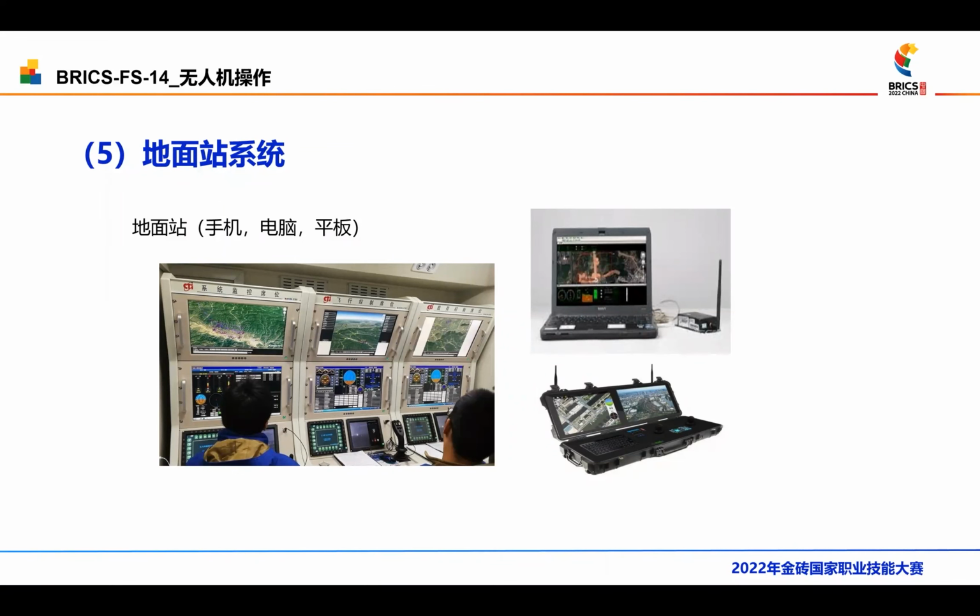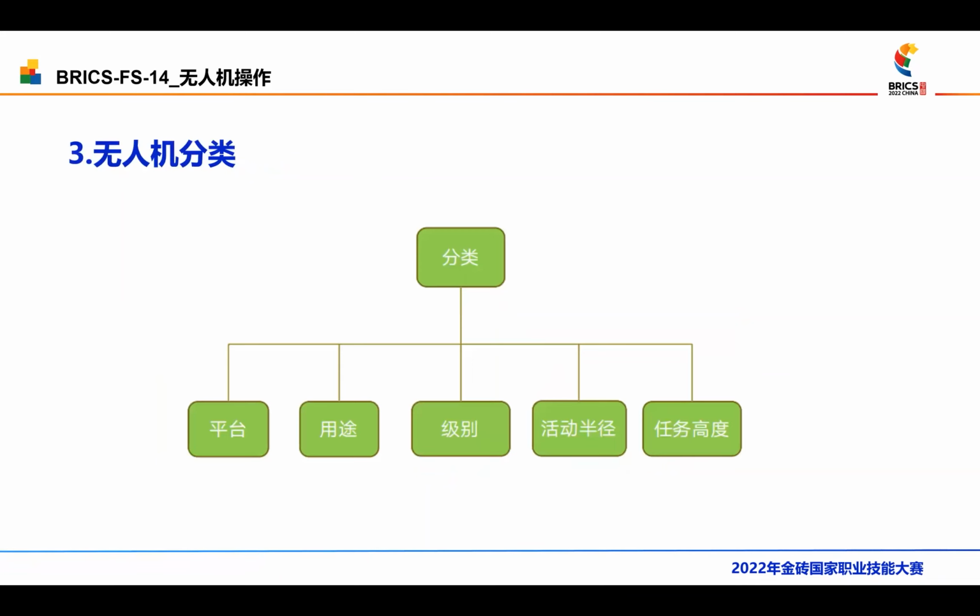Finally is the ground station system. As the combat command center of the whole UAV system, it controls the flight process, flight path, mission function of payload, normal operation of communication link, and the launch and recovery of the aircraft. Common ground stations include a mobile phone terminal, computer terminal, and a tablet.